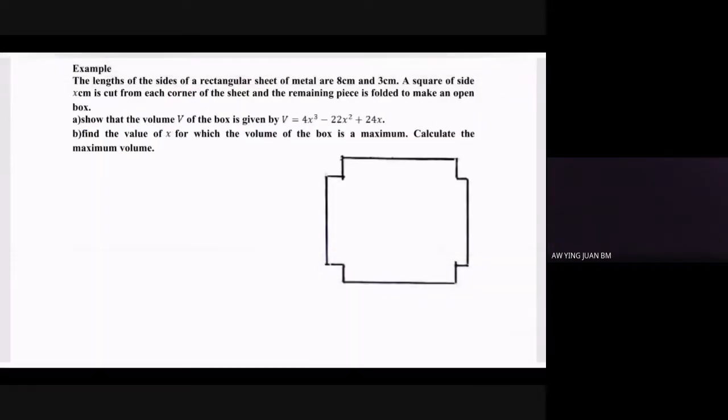So one more example. Here we have the example of optimization problems. The length of the side of a rectangular shape of a metal are 8 cm and 3 cm. So let's say we denoted here as 8 cm.